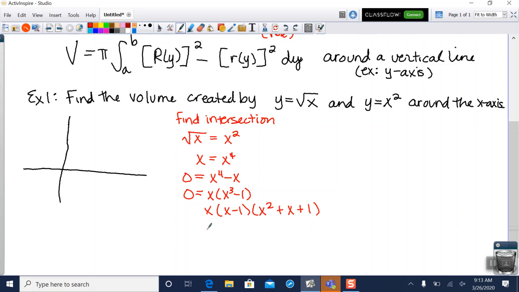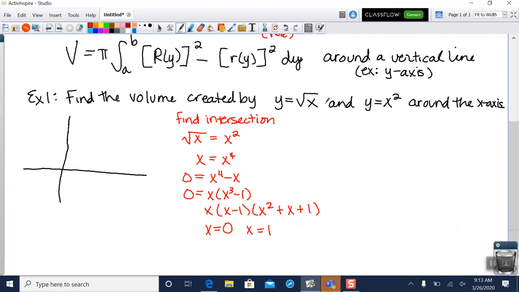Okay, so our answers from this are x equals 0 and x equals 1. This one doesn't factor anymore, and if you put it into the quadratic formula, it gives me non-real answers. So these are the only two intersection points. So I can see that I'm only going to be integrating from 0 to 1.